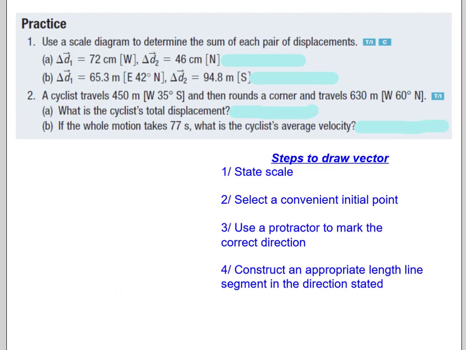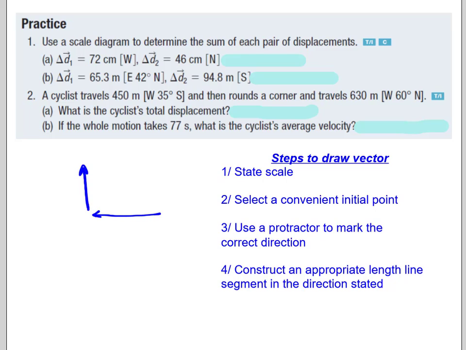All right, so let's try some. So use the scale diagram to determine the sum of each pair of displacements. So delta D1, so 72 centimeters to the west, followed by 46 centimeters to the north. Okay, so I'm not going to be able to solve all of these on the board. So you have a 72 to the west and a 46 to the north. Okay, so again, you're going to draw these with detailed, accurate pictures. The next one, make sure we have our directions right.